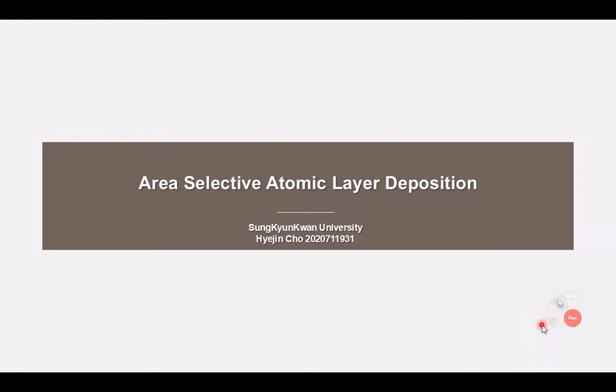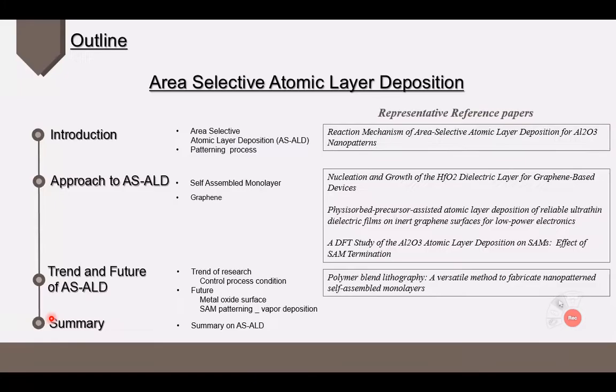Today, I'm gonna introduce area selective atomic layer deposition. Today's contents consist of introduction, several approaches, trend and future, and summary.